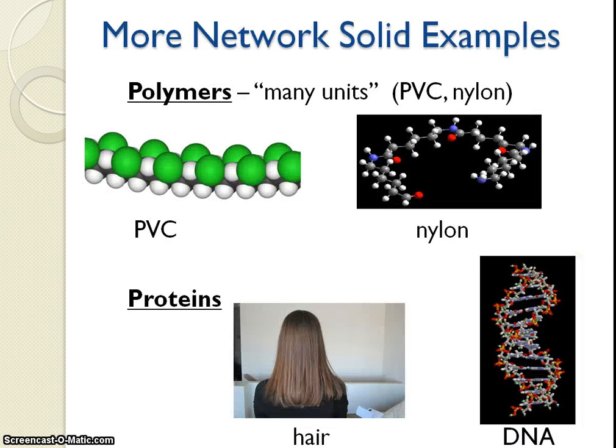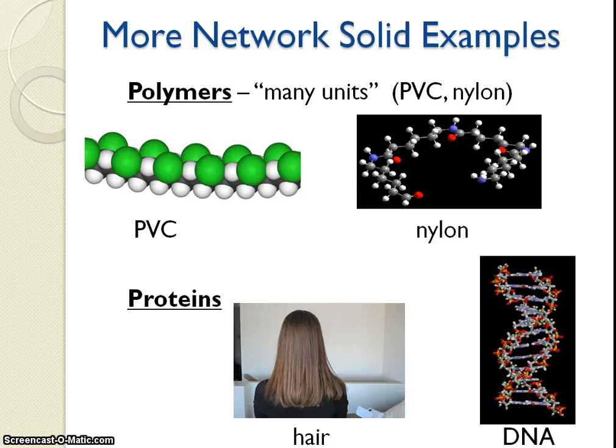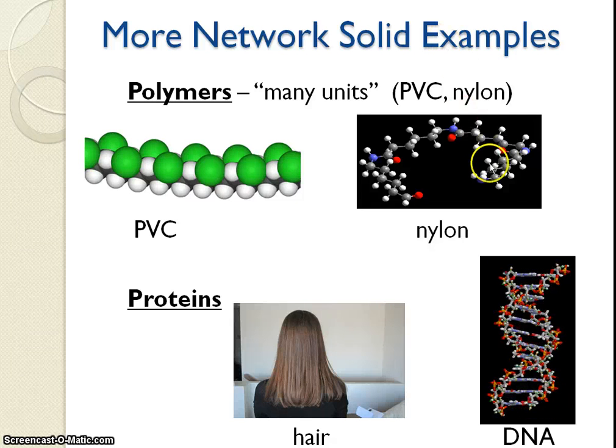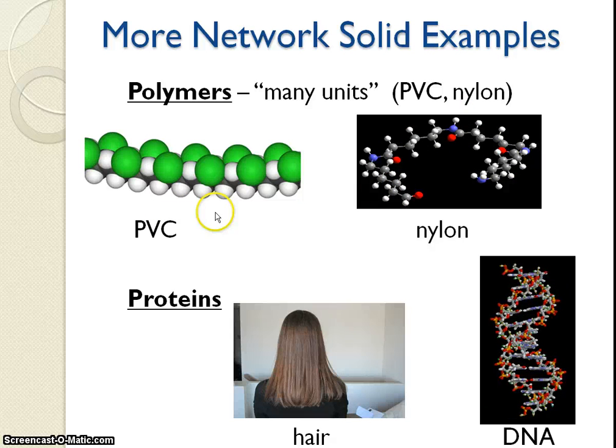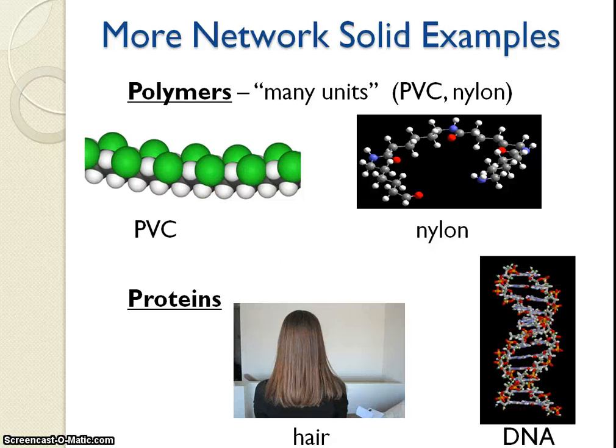Here's just a few more examples. We talked about polymers when I did that newspaper demonstration. Poly just means many, and mer means unit, so it's any long chain of molecules. You can see this molecule is a really long chain here for nylon, and PVC is another one. And the final example are proteins, so things like your hair and DNA.